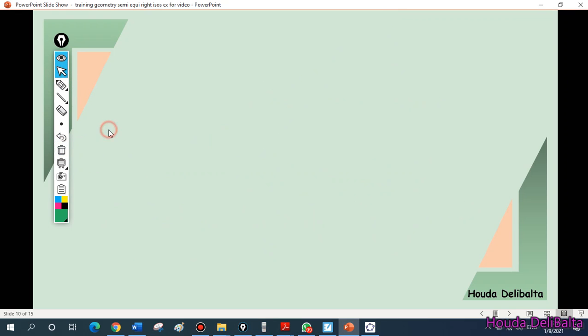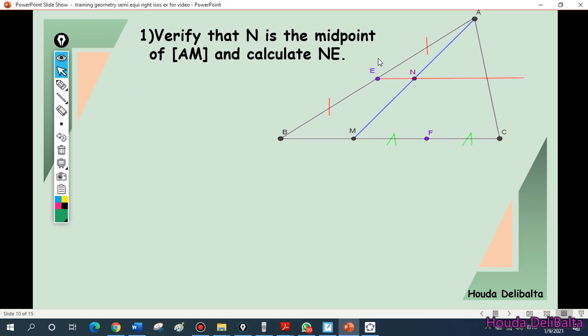Now let's start with the first part. In the first part, we have to verify that N is the midpoint of segment AM. Now, to prove that N is a midpoint of AM, usually we prove that NA and NM are equal, and that A, N and M are collinear, to say that N is the midpoint of AM. But there is another way of proving a midpoint, especially when we have a parallel. That way is called the converse of the midpoint theorem. So when we have that EN is parallel to BM, and E is the midpoint of AB, then surely N is going to be the midpoint of AM.